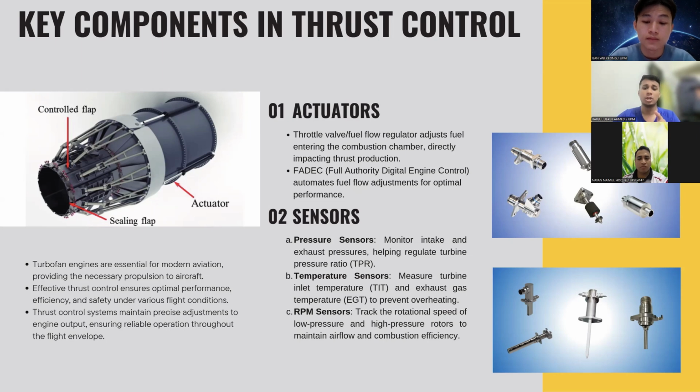And next is sensors. For the sensors, we have three sensors: pressure sensors, temperature sensors, and RPM sensors. For pressure sensors, these sensors monitor intake and exhaust pressures, helping regulate turbine pressure ratio. And for the temperature sensors, they measure turbine inlet temperature and also exhaust temperature to prevent overheating of the engines. And RPM sensors track the rotational speed of low pressure and high pressure rotors to maintain the airflow.